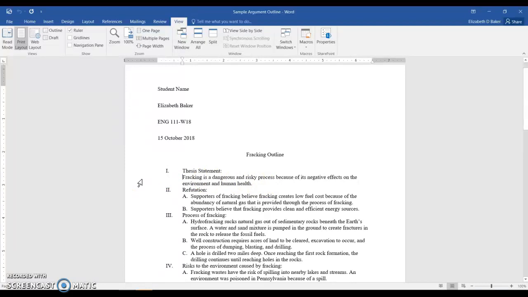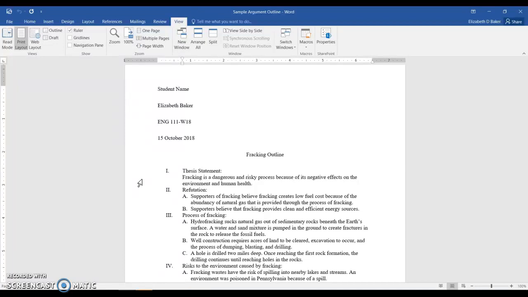In your high school classes, you probably were taught or are being taught about the 5-paragraph essay. And while that's all fine and good, sometimes in English 111 and college writing, 5 paragraphs just doesn't cut it. We need either more body paragraphs or fewer body paragraphs.